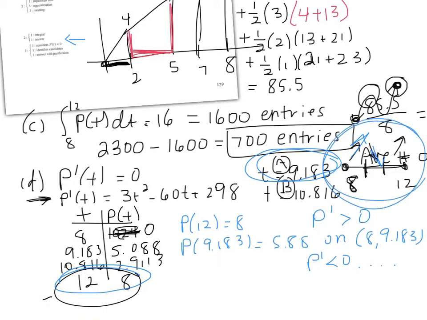So you need to say P prime is greater than 0 on 8 to 9.183. P prime is less than 0 on 9.183 to 10.816. P prime is greater than 0 on... so you need to say all the places where it's positive, negative, positive, negative. Now you have to be really careful, though, because you could say P, the original function P, is increasing on that interval, or you can say P prime is positive, but do not mix them together and say P prime is increasing, because that would be talking about the second derivative.